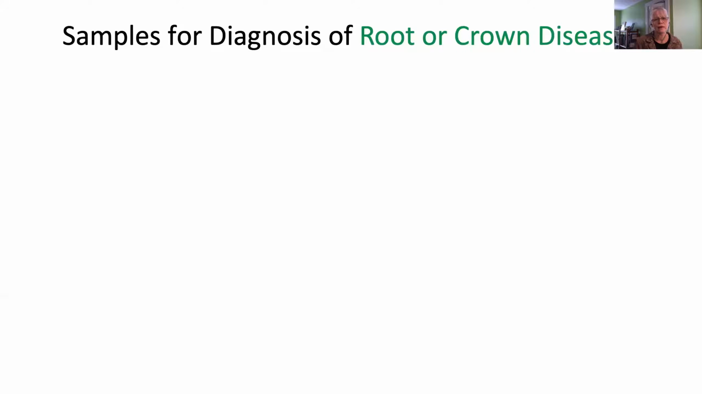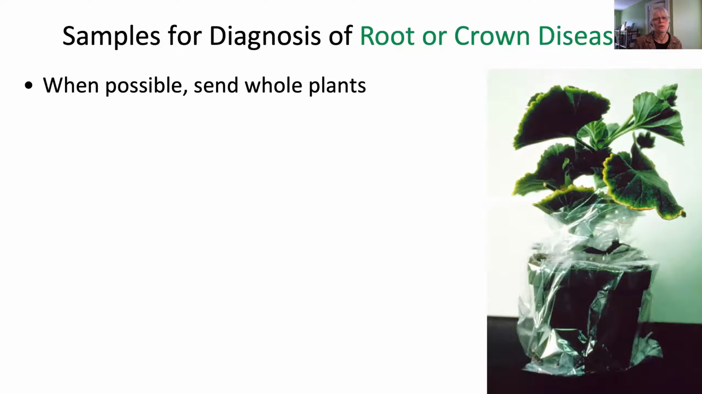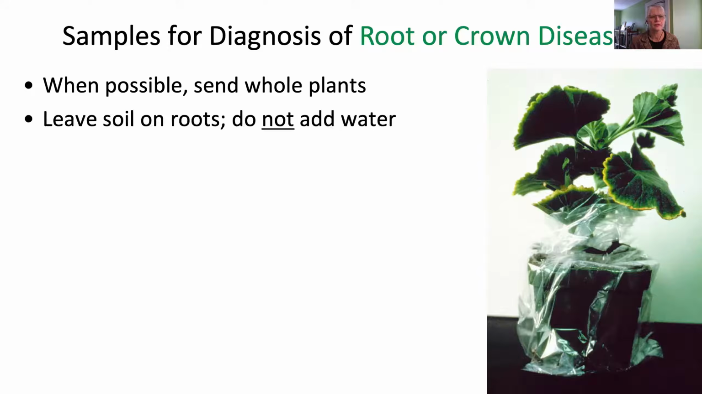For root or crown diseases, and with crowns, we're talking about the base of the main stem or the base of the plant. Whenever possible, we know it's not always possible, we would like for you to send a whole plant. That way we can look at the whole root system and decide if we need to culture from the roots, then we can find the roots that we need to culture from. So whole plants are always preferable, but we know that's not always possible, certainly for woody plants like shrubs and trees. But in cases where it is possible, that is really helpful.